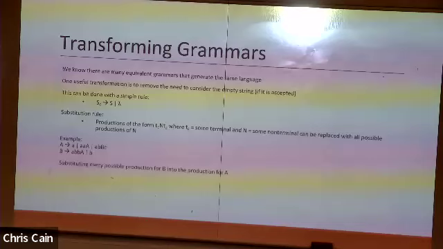Wherever we see a capital A, everywhere we see a capital B in the first one, we can replace it with everything that it could be. And likewise. So take a second, see if you can produce what this would look like. Substitute every possible production for B into the production for A, wherever we see B as part of the definition of what A is. Does that make sense?